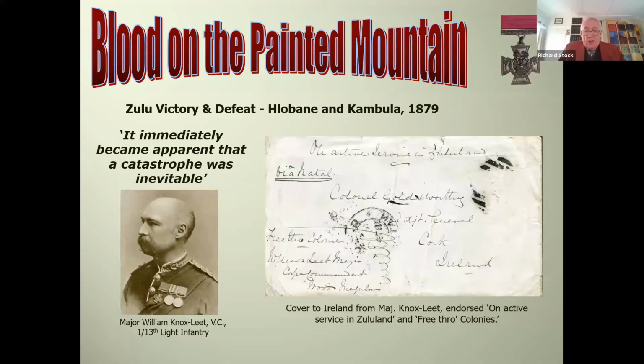And eventually, Knox-Leet was awarded the Victoria Cross. So we have the VC in the top right-hand corner, the title Blood on the Painted Mountain, because Hlobane in Zulu means painted mountain, and the picture of the cover and Knox-Leet and his comment about the engagement at Hlobane, that it immediately became apparent that the catastrophe was inevitable.